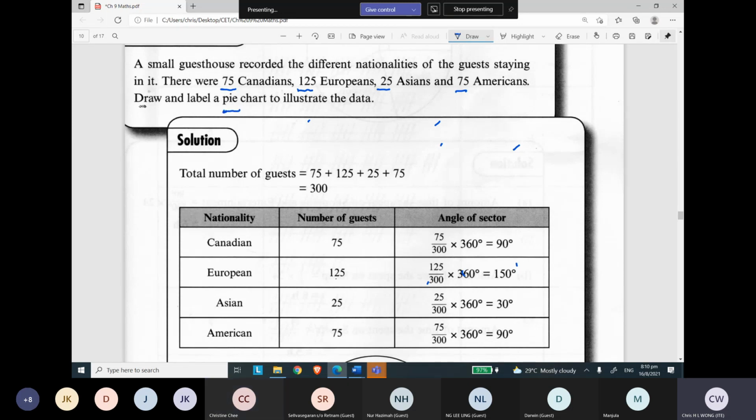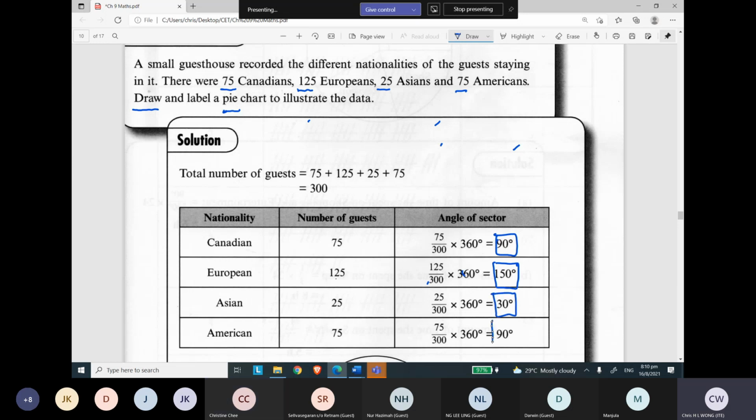So in this case, when they say draw, if you are expected to draw accurately, then you need to calculate, or else you cannot draw. Draw means you can't just estimate, right? I don't think they will ask you to estimate. They will probably ask you to draw it very accurately. When you need to draw accurately, you need to calculate the degree.